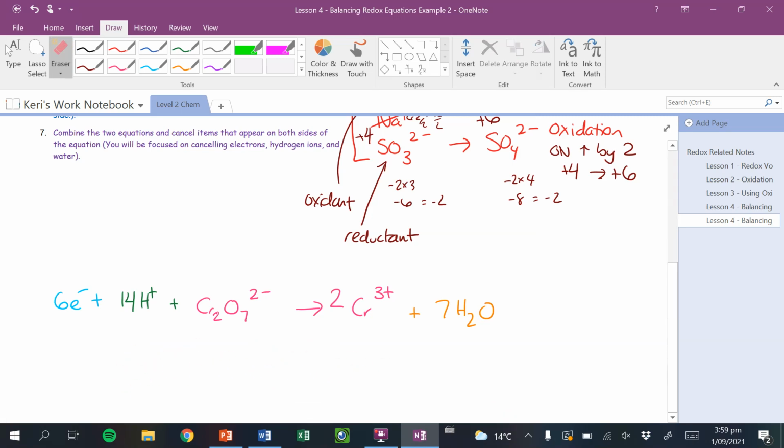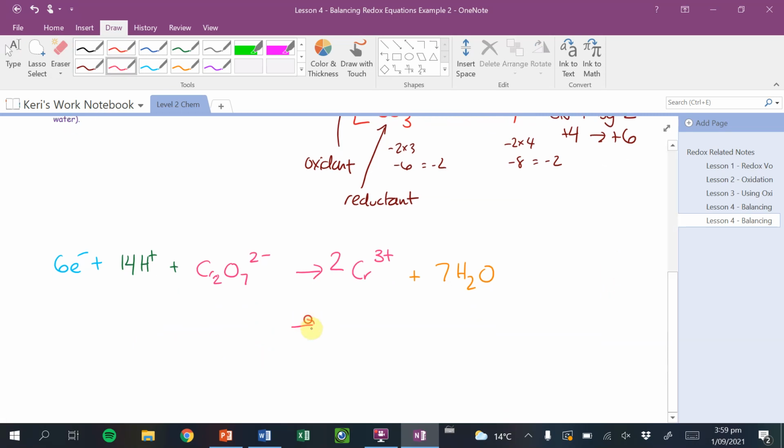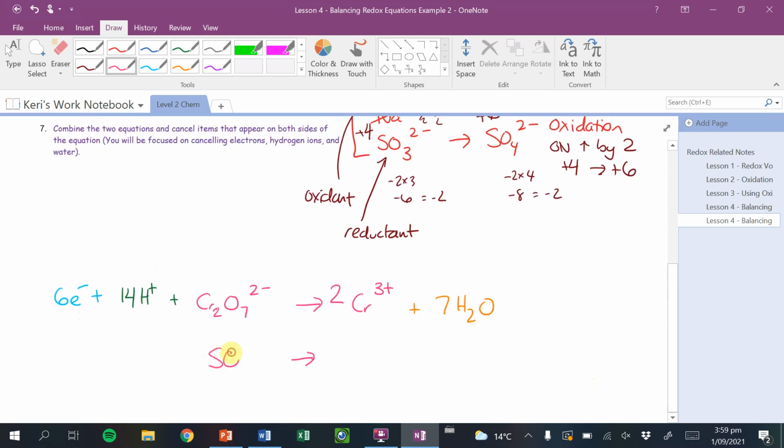All right, let's now do the second equation. Again, in this case, I'm lining up my equations so you guys can see what I mean by lining them up and then making it easy to cancel out. So I have the sulfite becoming the sulfate. I check to see if my sulfurs are balanced, and they are, so I don't need to do any work there.